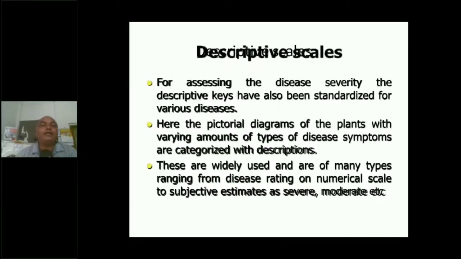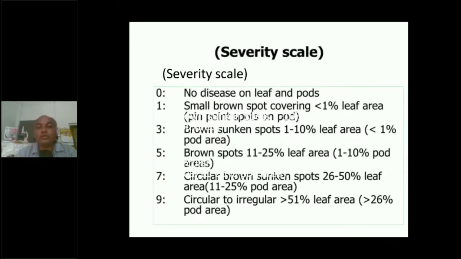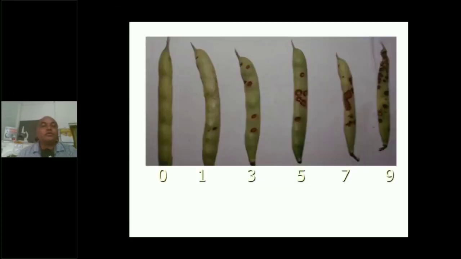How will you calculate disease severity? Suppose this is the scale in which there is no disease, that means 0 scale, no disease. If there is 1 rating, that means small brown spots covering less than 1%, and 3 means brown sunken spots 1 to 10%, 5 means brown spots 11 to 25%, 7 means circular 26 to 50%, and 9 means circular more than 51%. Then how can you use this scale to calculate disease severity? Suppose this is scale 0, this is scale 1, this is scale 3, then 5, then 7 and 9. This is the scale which we are using for calculating disease severity.